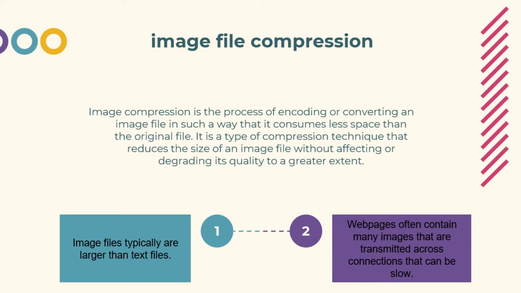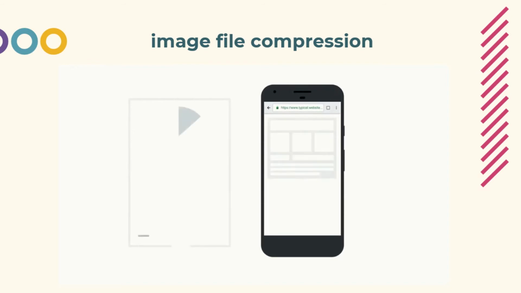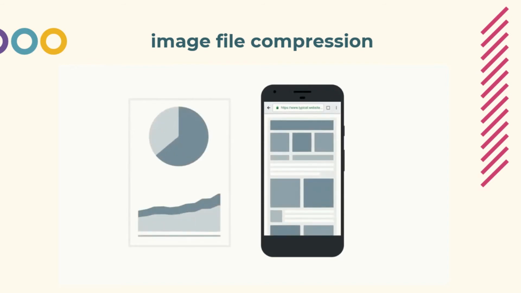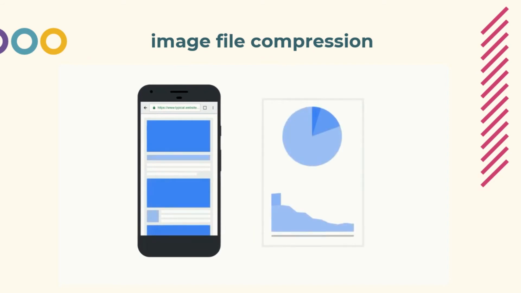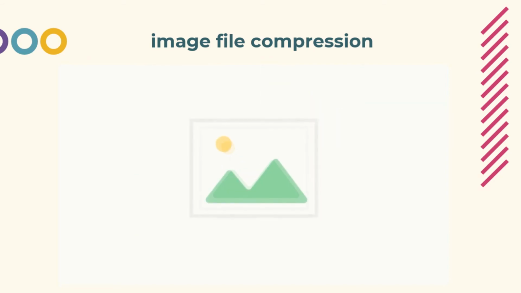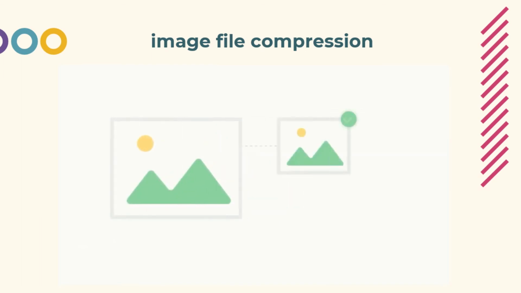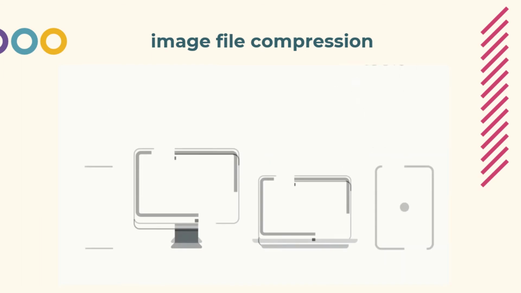Image files are typically larger than text files. Also, web pages often contain many images that can be transmitted across connections that can be slow. Images make up most of the weight and file requests for most web pages. By optimizing images, you can make your website lighter and faster. If you compress images correctly, you don't need to compromise on the quality either.